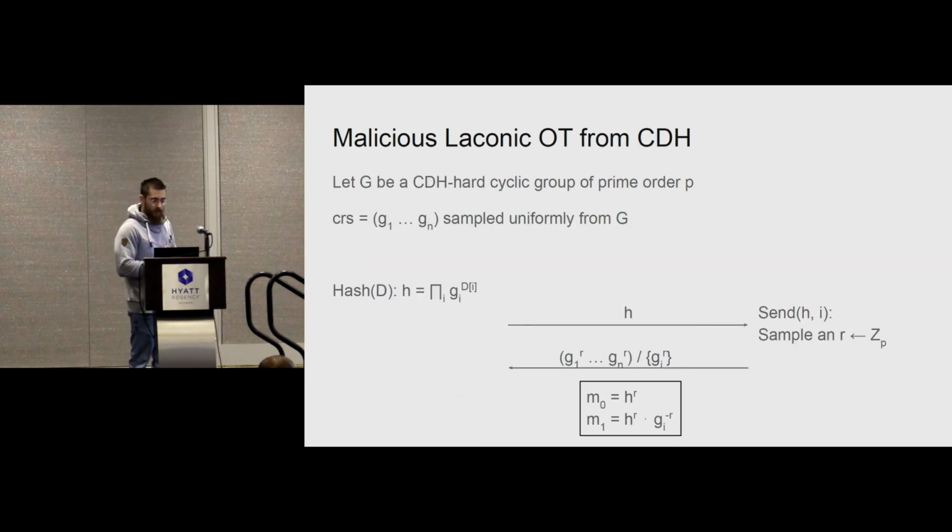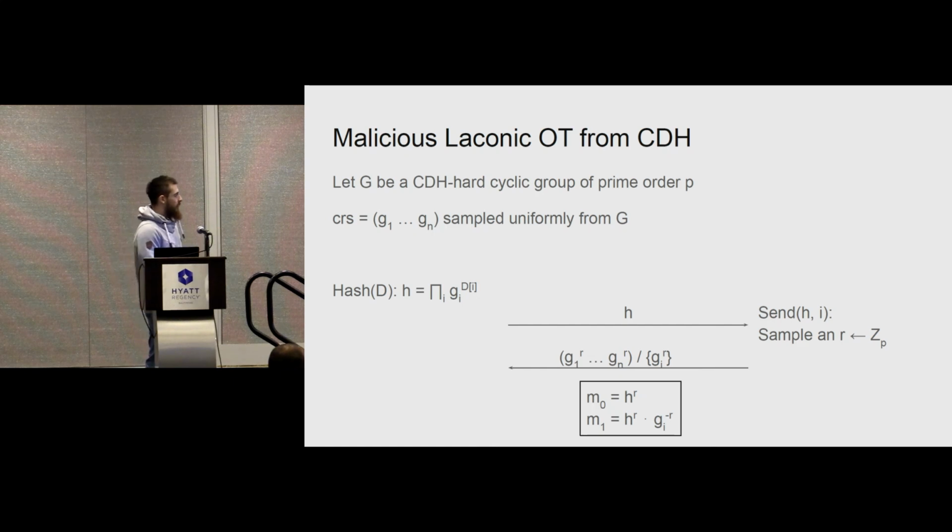And this is our scheme, which is extremely simple. It gives you a laconic OT from the computational Diffie-Hellman assumption. The CRS consists of elements sampled from a CDH-hard group, and the hash is just a subset product of those elements. And in order to transfer one of the messages, I just sample a random integer r, and I give all the elements raised to the r except for the i-th element.